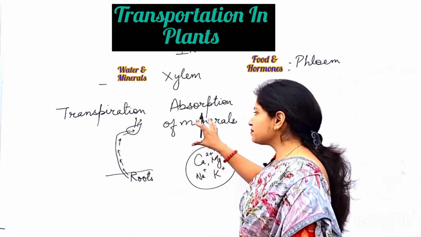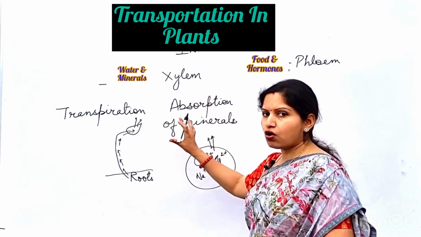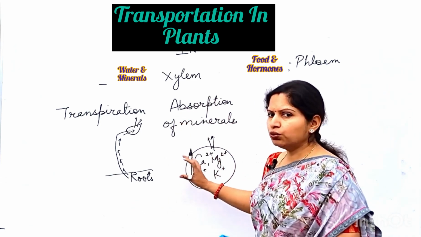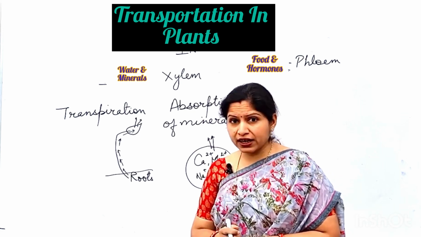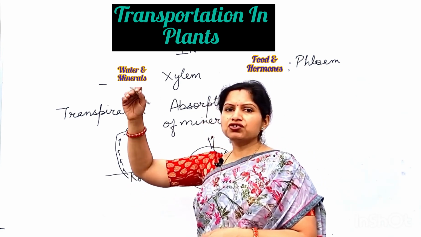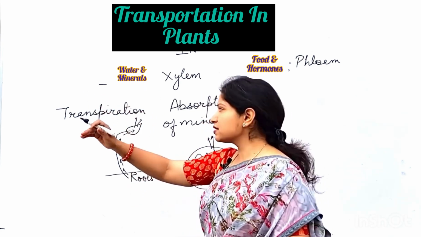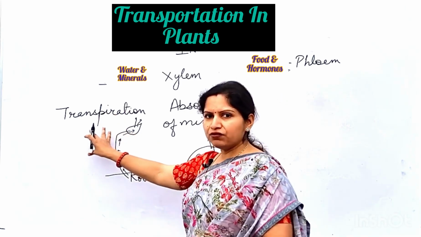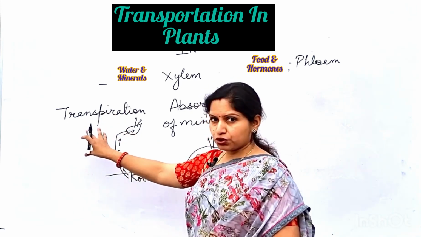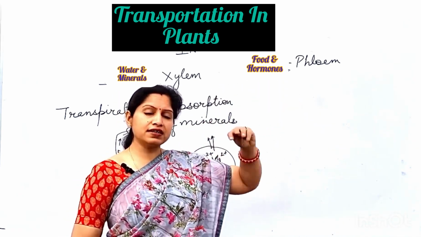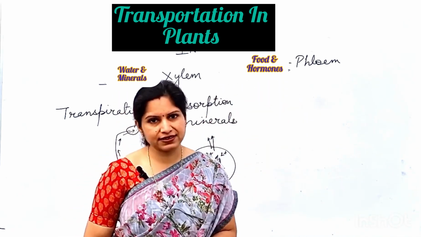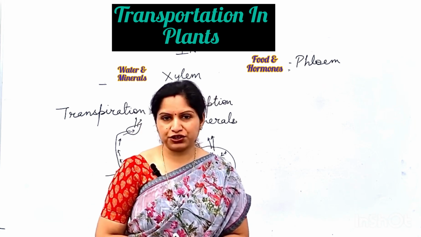This method of transportation of water is effective only up to a certain height. But when the water has to reach great heights, that is up to the top of very huge trees, the method that will be really effective is transpiration. So by absorption of minerals by the roots, the water could ascend upwards only up to a certain height.